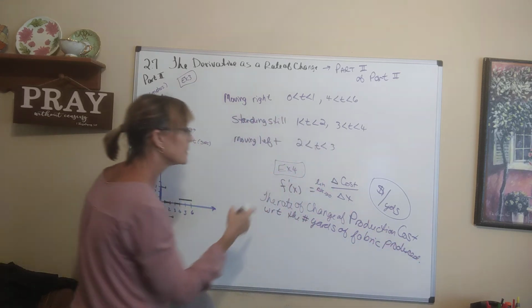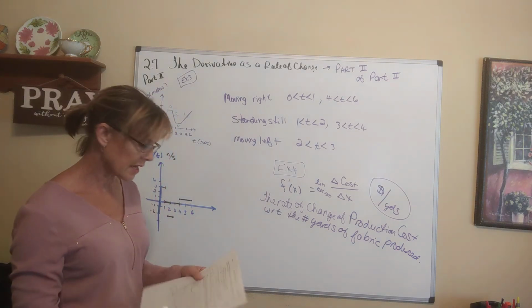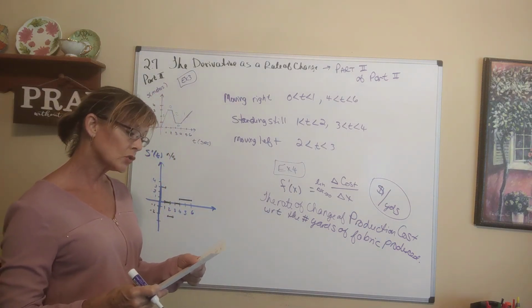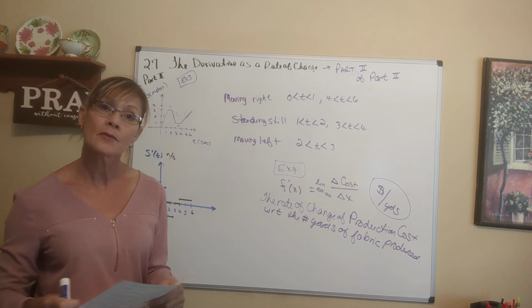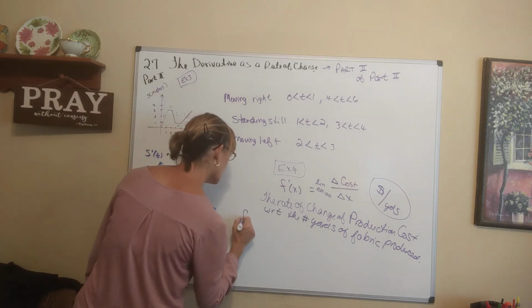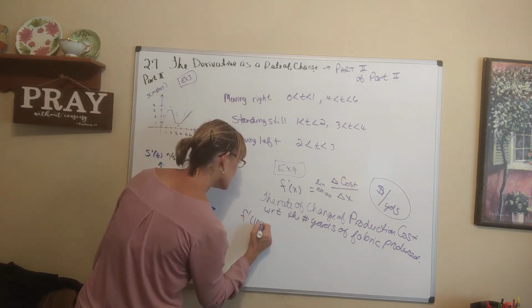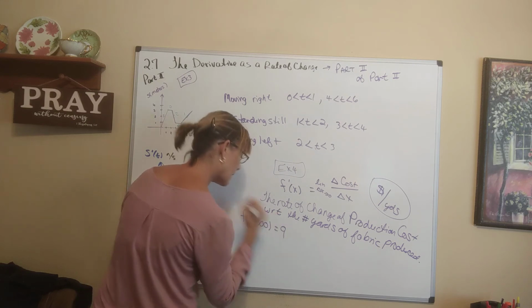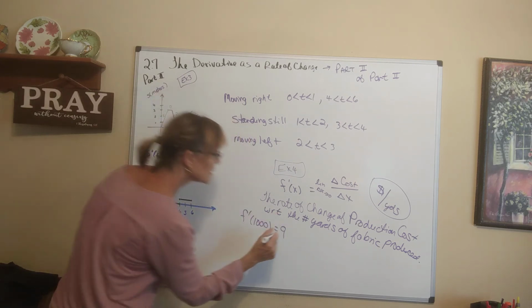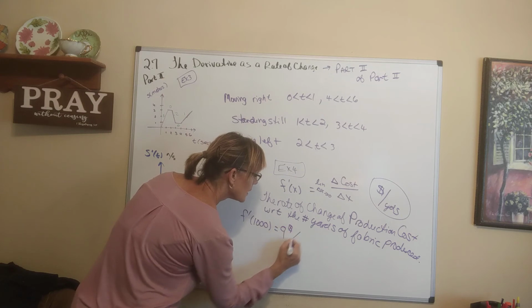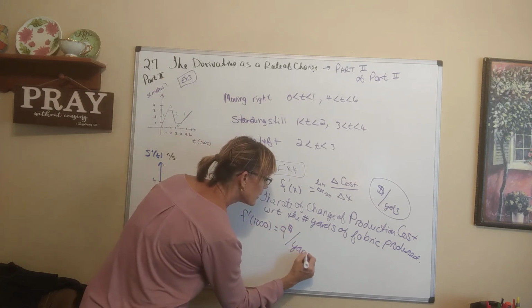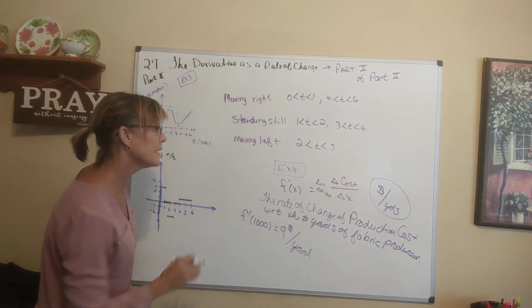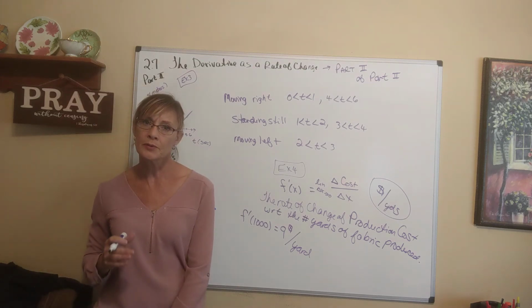All right, so now they have a second question here. The second question is, in practical terms, what does it mean to say that f prime of 1,000 is 9? f prime of 1,000 is 9. Well, what were the units of this? This is $9 per yard. f prime is the rate of change of the production cost.